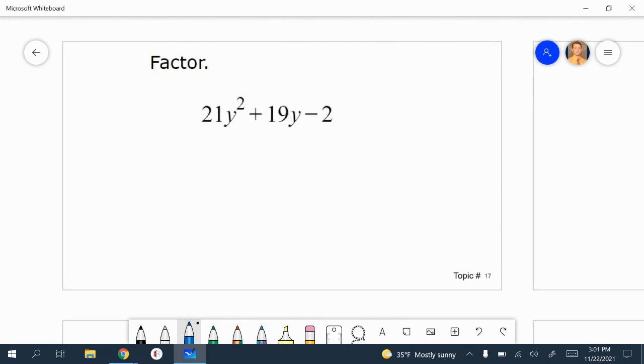Topic number 17 is very similar. I'm going to go very quick with it. There's nothing I can pull out to start. I'm going to go right to my AC and my B. So AC here would be negative 42. My B value would be 19. This might take me a second. Let me think. Two numbers that multiply to give me negative 42 and add to give me 19.